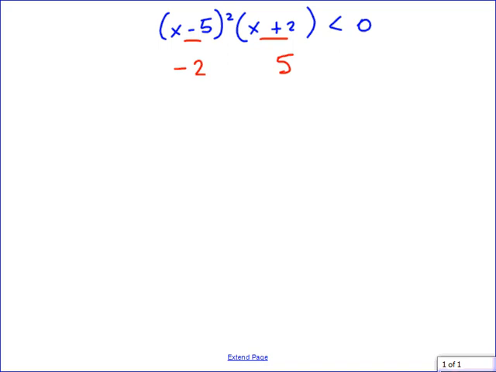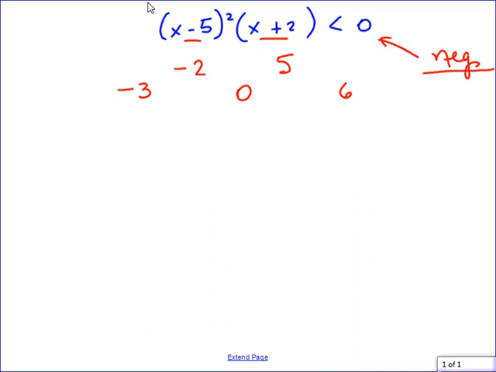In order to check which areas of our number line, for lack of a better term, will yield things that are less than 0, or negative answers, I need to check ranges, just like we did when we were graphing our rational functions. So I'm going to pick negative 3, 0, and 6. It's fine to check 0 with these because we're not plotting points, we're just checking ranges.